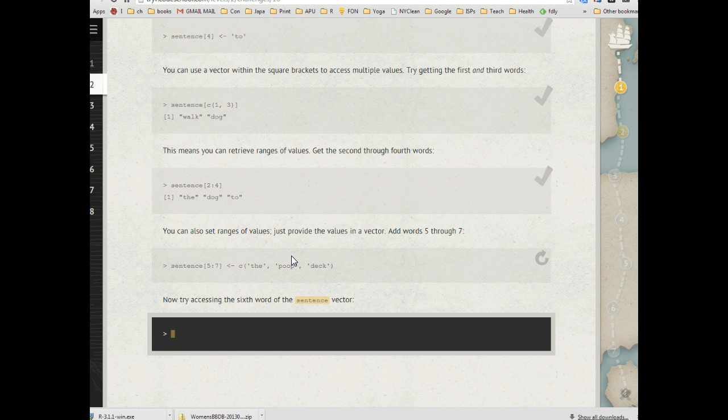So how do we get the 6th element of sentence? What do you type? Sentence, open square bracket, 6, close square bracket. How about if I wanted the 6th and the 7th, though? So I need the combine function, or I could use the sequence function.